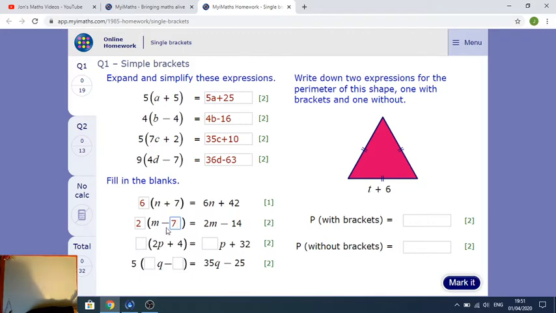So 2 times m minus 7 makes 2m minus 14. 2 times m makes 2m. 2 times minus 7 makes minus 14. So that all checks out.